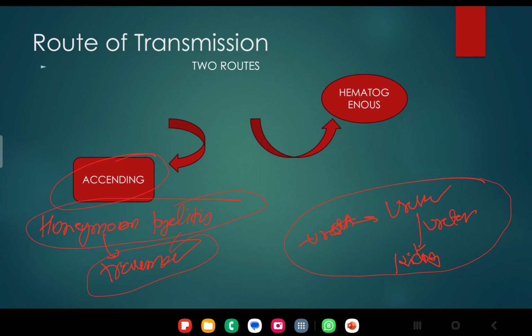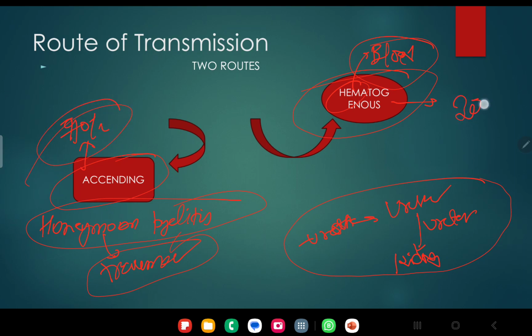Then we have another route of transmission, that is hematogenous. What does hematogenous mean? Hem means blood, so transmission of the infection via blood. In this case the patient has some obstructive lesions in the urinary tract or is an immunosuppressed patient. Now, ascending is very common. Around 70% of infections are caused by this, and around 25 to 30% by the hematogenous route.